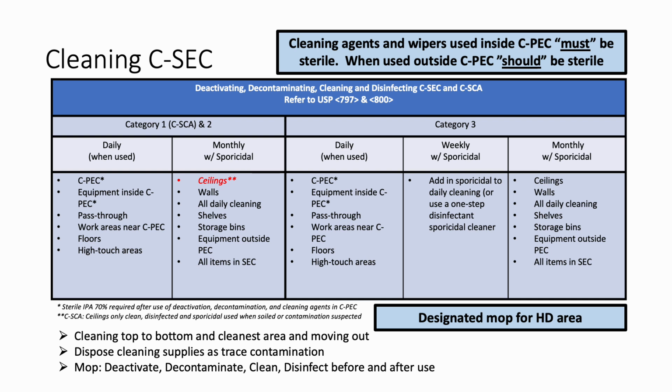And it's going to follow a daily and a monthly schedule for Category 1 and 2, as well as the special weekly addition in Category 3. We're going to use, again, something to deactivate, something to decontaminate, something to clean, and something to disinfect the walls, the ceilings, everything in the room, reminding us that there are very efficient and effective one-step products out there that we can use to help streamline our cleaning process. One thing to remember, very important, we need a designated mop for the hazardous drug room that cannot exit that room.